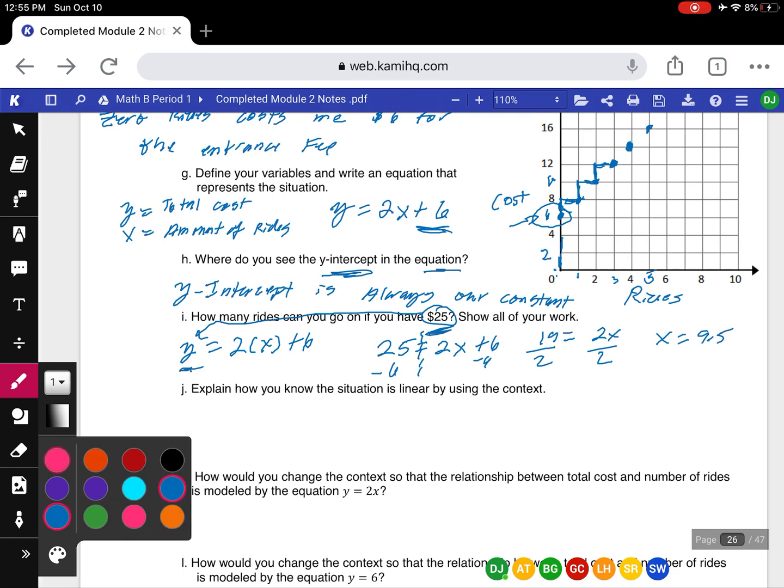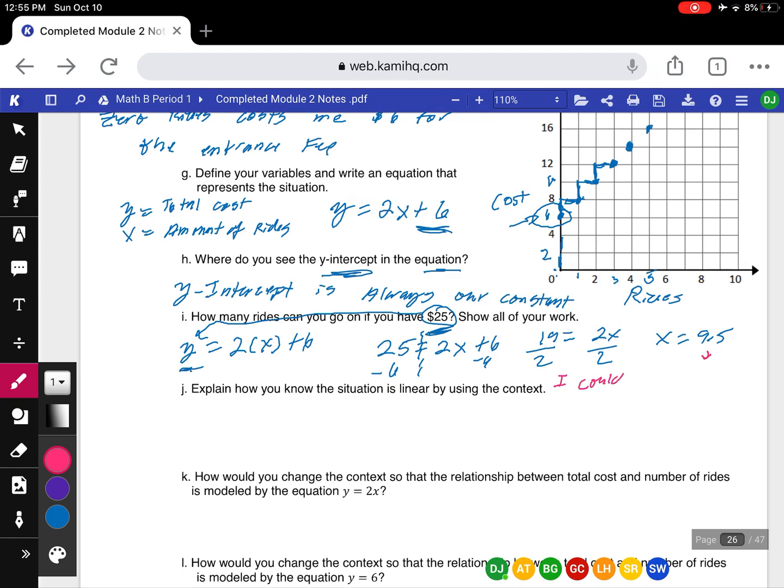Now think about this logically. Can we go on half a ride? And the answer is actually no. So we'd have to round this down to 9. So I could go on 9 rides.